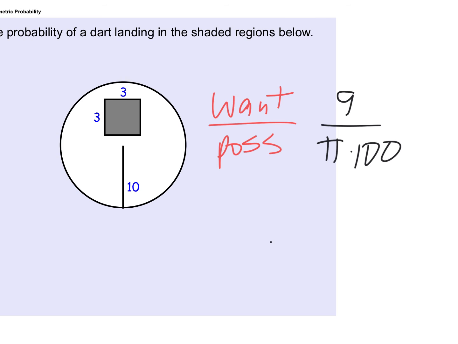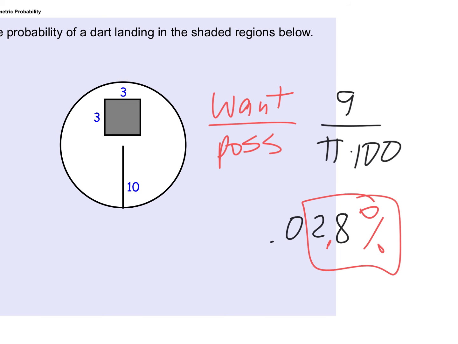0.028. Now what the heck does that mean? Does that mean 28%? What does it mean? 2.8. You are correct. 2.8%. You always move the decimal over 2 spots. Who had the 2 and the 8? Raise your hand if you did. Okay, good. I think you're getting this.